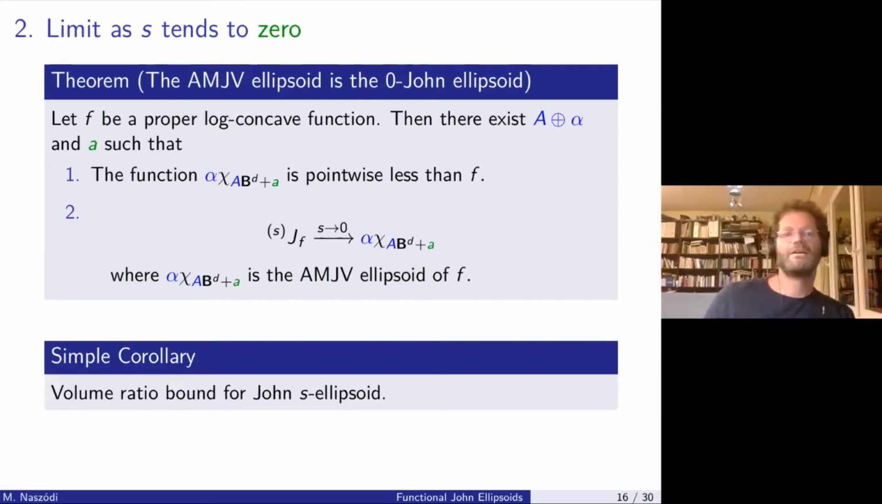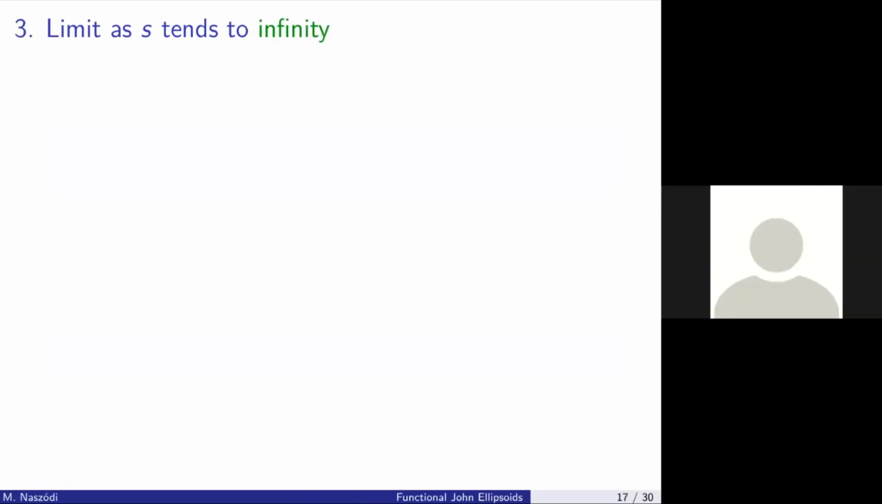And now, as a corollary, and also using some bounds on the ratios of S ellipsoids, we get the volume ratio bound for John S ellipsoids. So this is not independent of the AMJV result. It relies on it. May I ask a question?